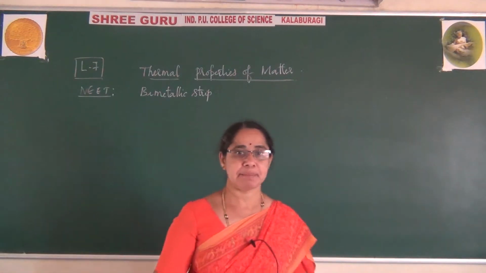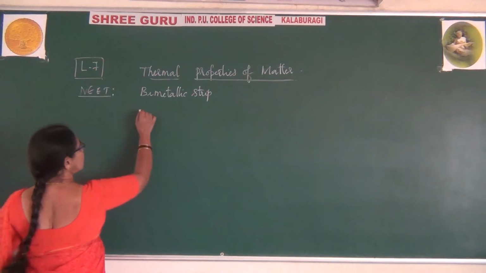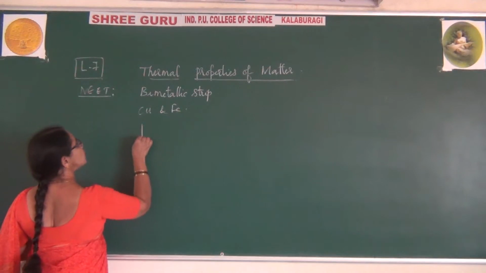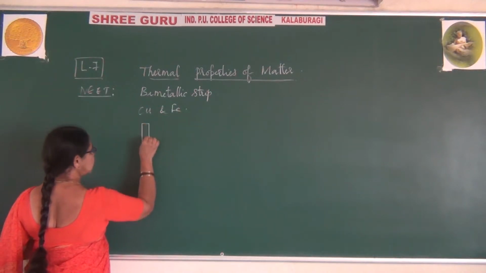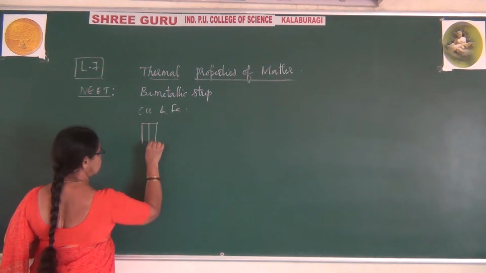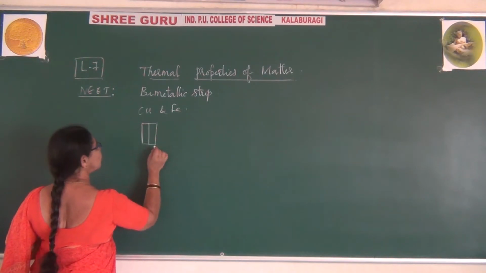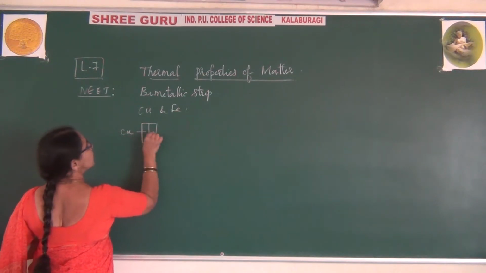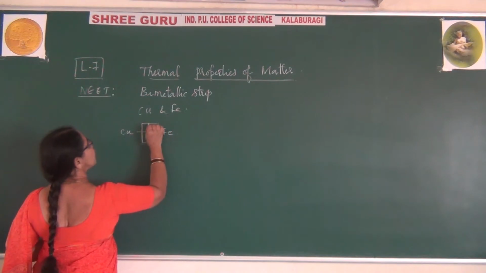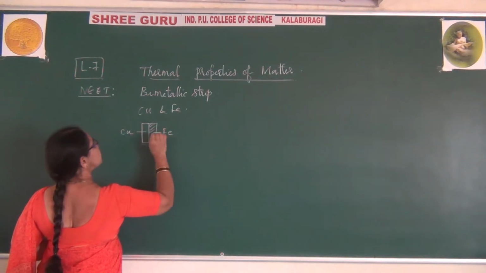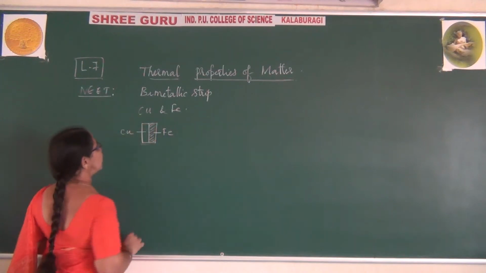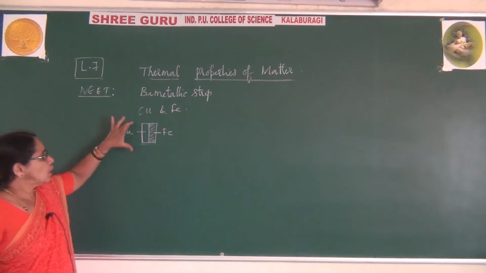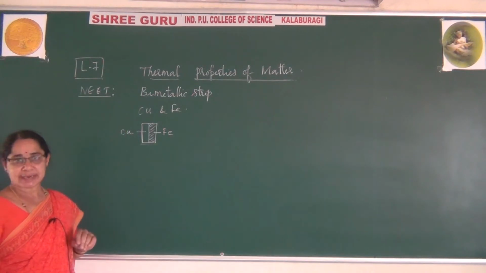So let me give an example here. I take an example of copper and iron. So I take two strips of equal length. Let me say this is made up of copper and this is made up of iron. For your reference, I make this one a dark line, and this is of iron and this is of copper. Both are of the same size, but different materials.